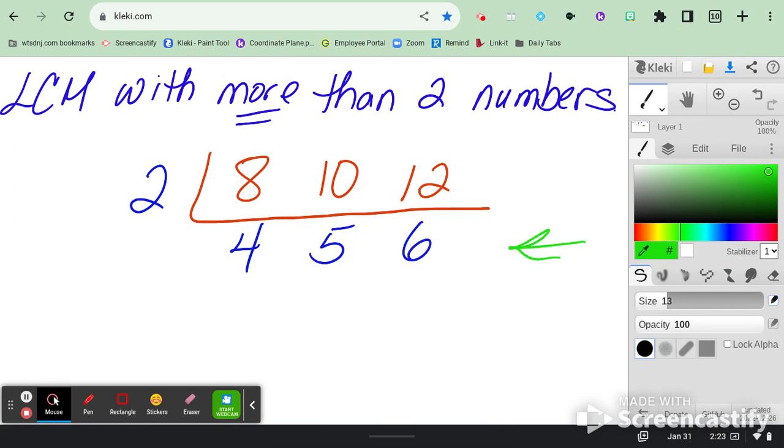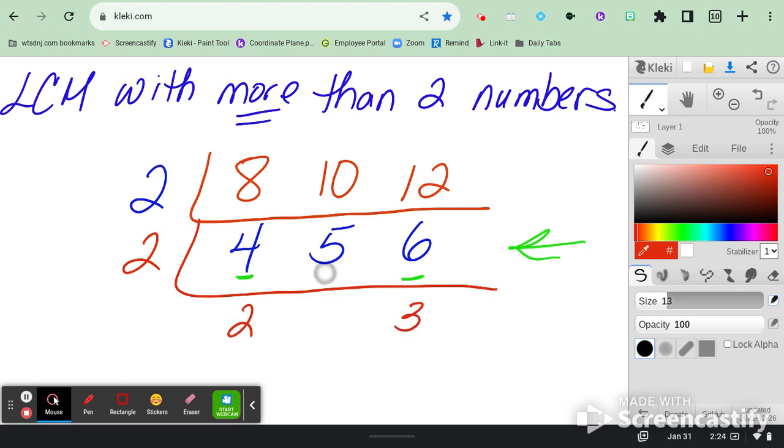4, 5, and 6. Well, 4, 5, and 6, all three of those are not divisible by the same number. But as long as two of them are divisible by the same number, I can continue on. And I know that 4 and 6 are divisible by 2. So I'm going to go ahead and continue with that. So I know 2 goes into 4 2 times. 2 goes into 6 3 times. I'm just going to drop this 5 down.